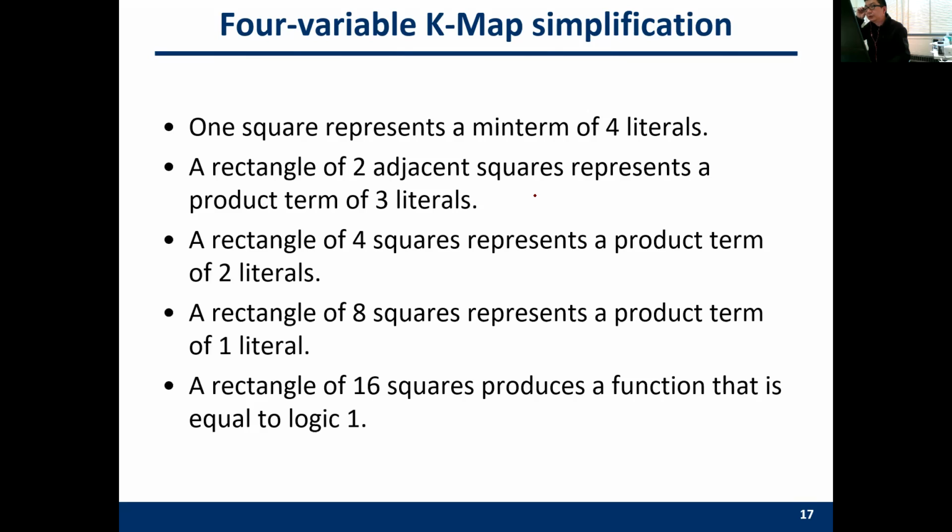And here are some rules for the 4 variables. For the 4 variables, they are the same as the 2 variable case and the 3 variable case. You should have as few groups as possible. The groups should be as large as possible. And each circle indicates a minterm with 4 variables. 2 adjacent squares represent a product term of 3 variables. A rectangle of 4 squares indicates a product term of 2 variables. You can try these laws yourself.